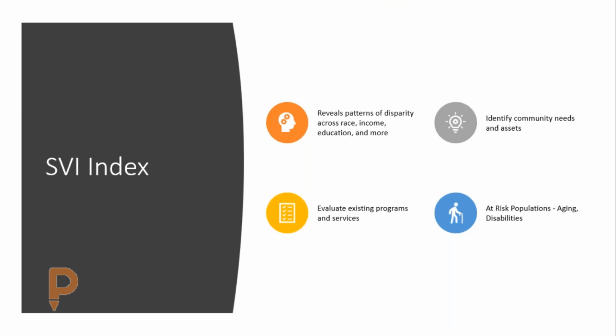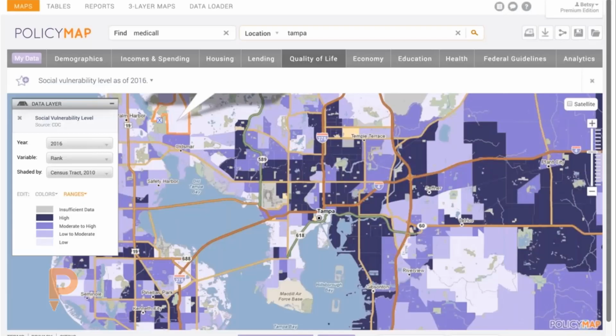You'll find that the SVI index, as we've already discussed, is going to reveal these patterns of disparity across race and income and education. And we're going to just take a look at a few of the sample maps without actually logging into PolicyMap and showing how you use it. PolicyMap, you might be aware, is very simple to use and does not require any prior training to use, but from our quality of life menu, you can see exactly here, the overall social vulnerability level.